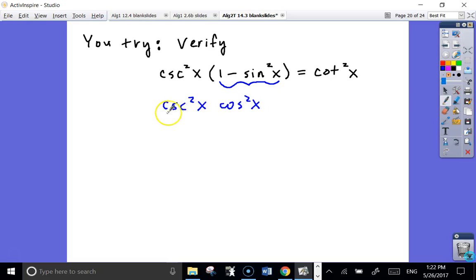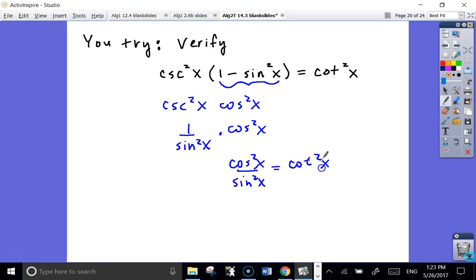But what is cosecant squared? That's 1 over sine squared times cosine squared, right? But that's cosine squared over sine squared, which equals cotangent squared. And that's what we were asked to show.